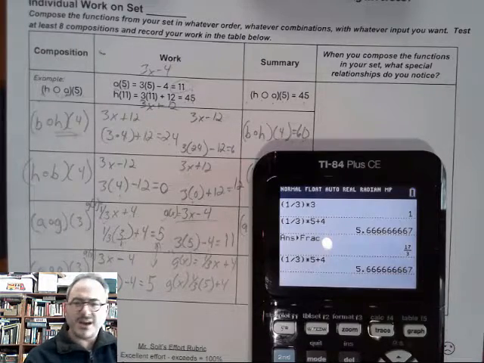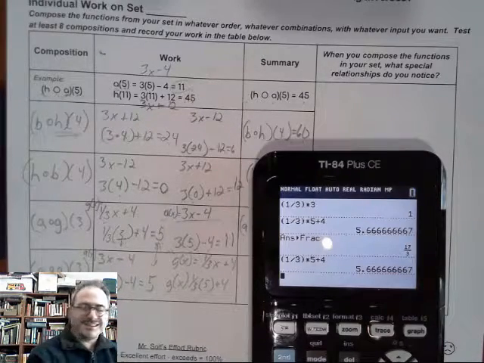And the calculator is just trying to help me out by rounding it at the end to give me something a little bit more precise.